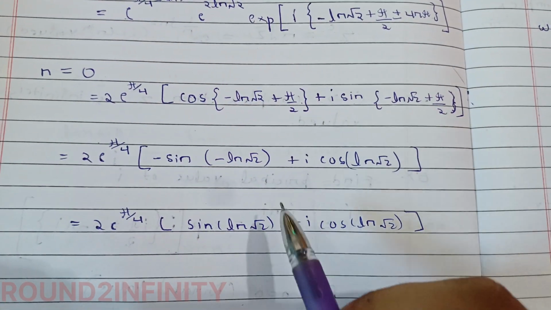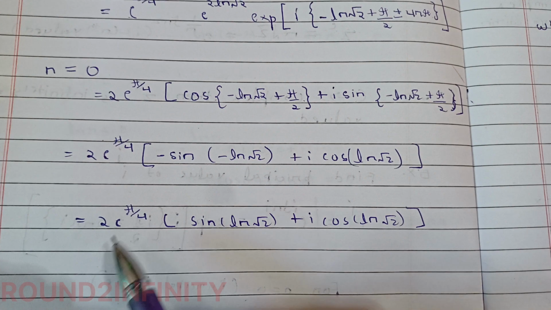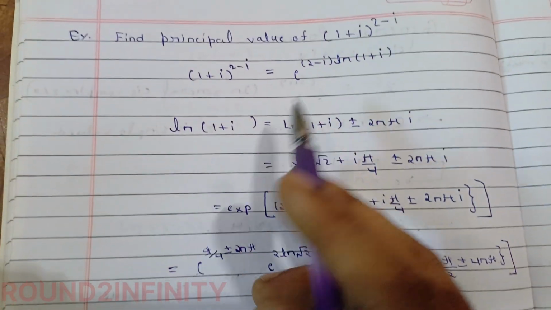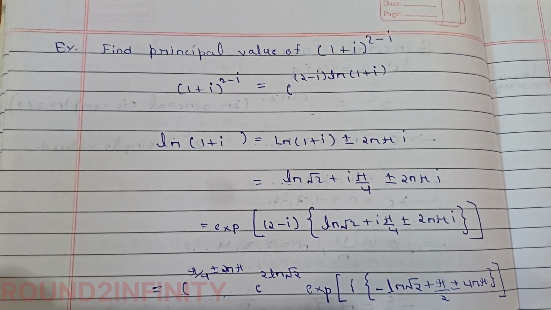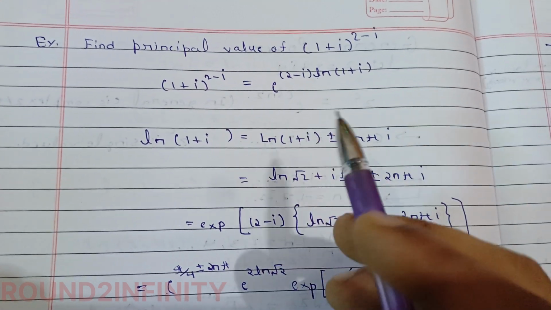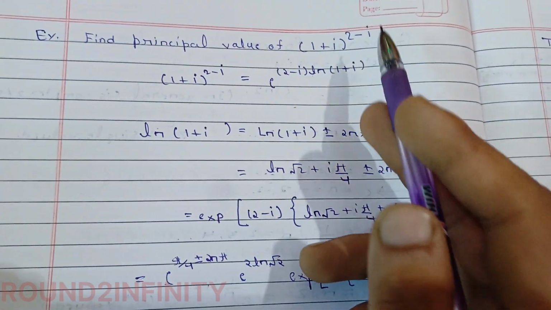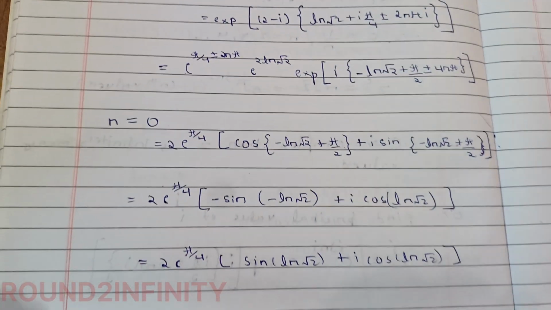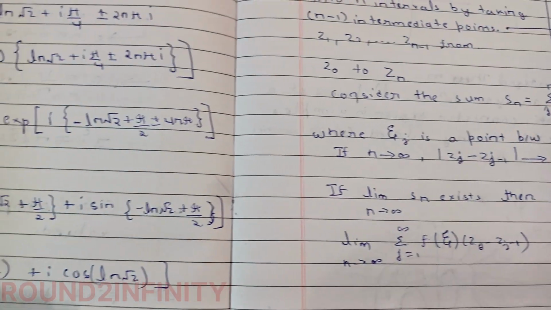Sin(90 minus theta) will give you cos theta. So this will be your principal value for 1 plus iota raised to power 2 minus iota. These kinds of questions are asked in the examinations. You must make sure that you understand this properly. Okay, now we will move forward.